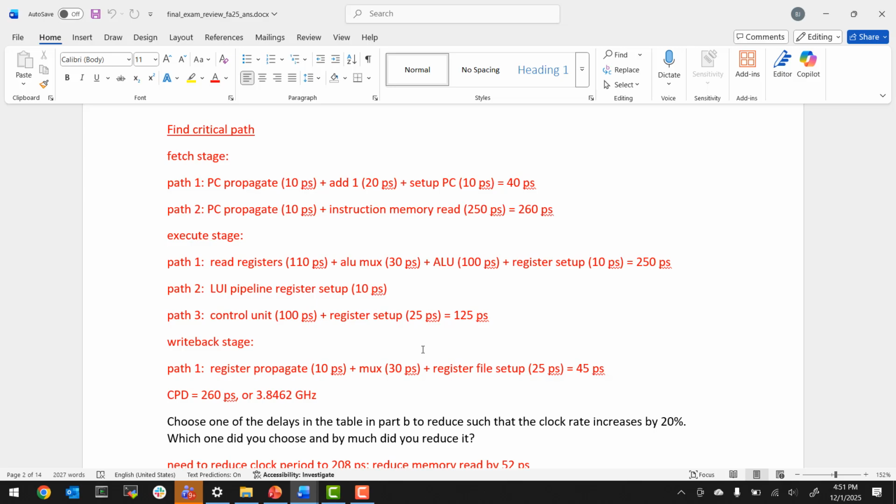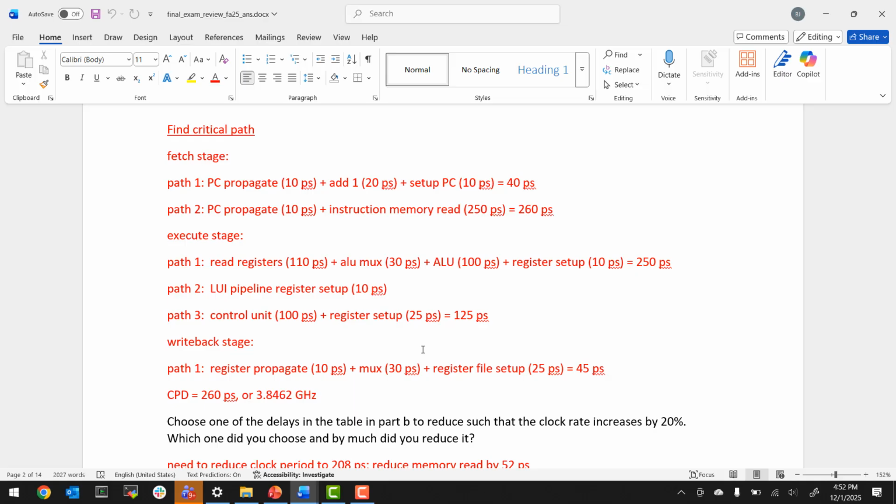So that would be 10 picoseconds to update the PC, 20 picoseconds to add 1 to it, and then you have to add the setup time back into the PC, right? You guys remember that? PC just adds 1 and loops back to the PC, right? It's an incrementer, but in order to make an incrementer, you have to consider the register delay, the adder delay, and the setup time, right?